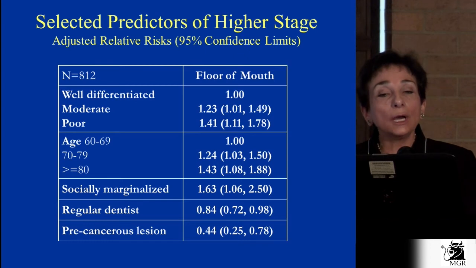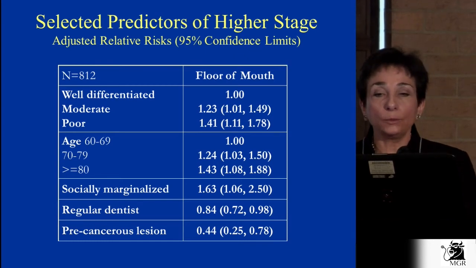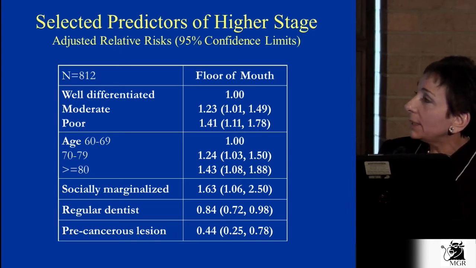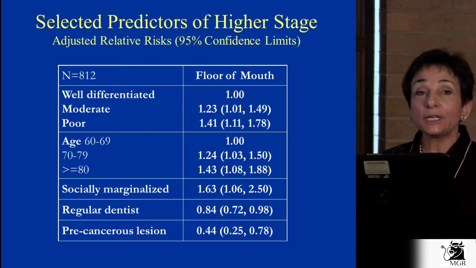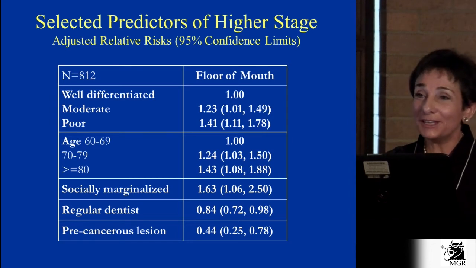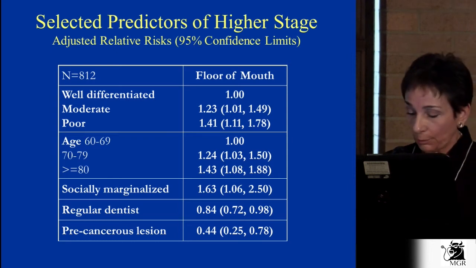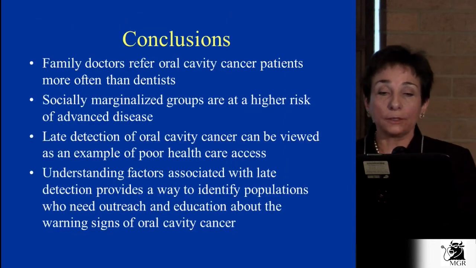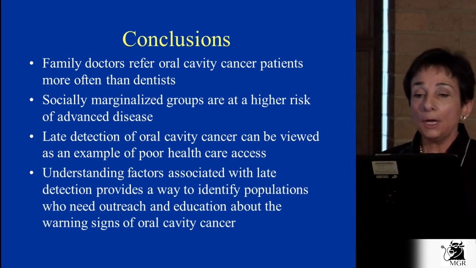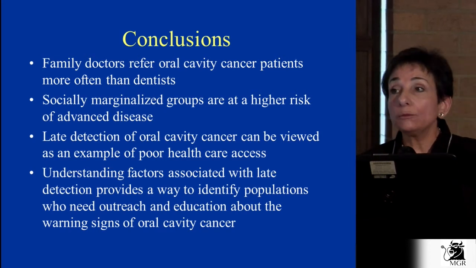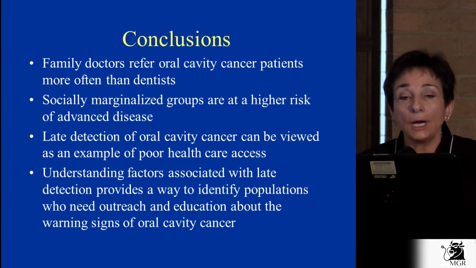Some of the factors associated with higher stage diagnosis were being socially marginalized and older age, and it was protective to see a regular dentist, which we can pretty well say is associated with socioeconomic status, and of course having a precancerous lesion detected rather than a full-blown cancerous lesion. So the conclusions are that family doctors actually are a key referral route for these cancers.